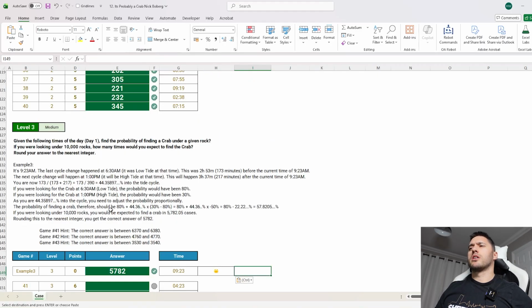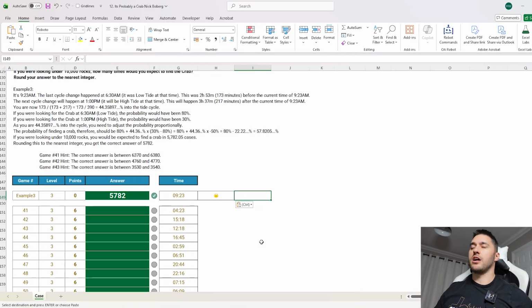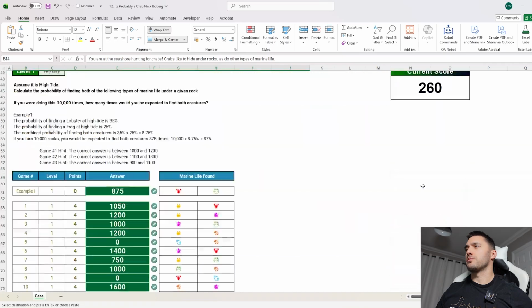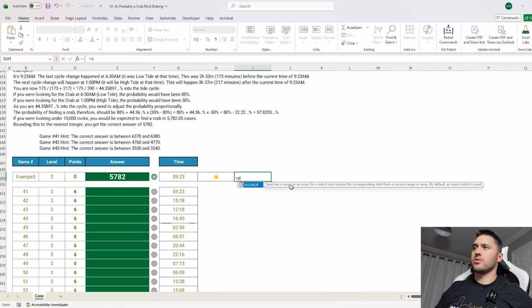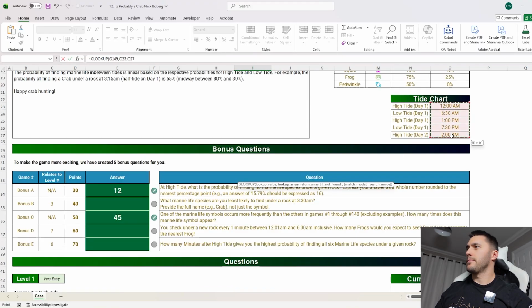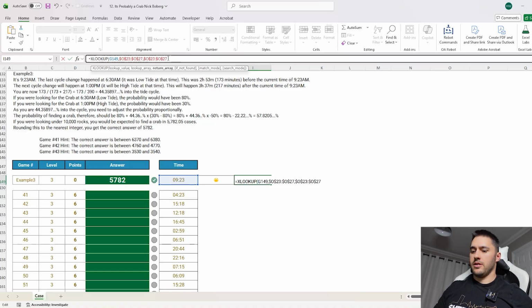So I want a formula that relates to the crab so I can flip it to other creatures after. The example guides you here, but what I want to do is find how many minutes we are into the tide cycle, and then do that as a percentage of 6.5 hours, because it says in the instructions there are 6.5 hours between each tide cycle. So let's do our whole XLOOKUP again. We want to look for this in here, and give me that again. But this time we want to go back to the last tide.